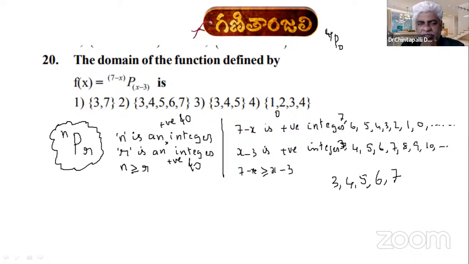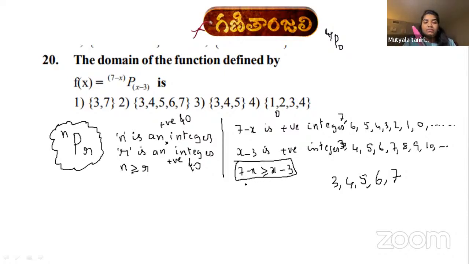Very good. Now check this condition. For x equal to 3, what is 7 minus x? 7 minus 3 is 4, sir. What is x minus 3? 3 minus 3 is 0, sir. Greater than or equal to, correct only? Very good. So 3 is accepted. Next, 4: 3 and 1. Greater than or equal to is correct. So 4 is accepted.